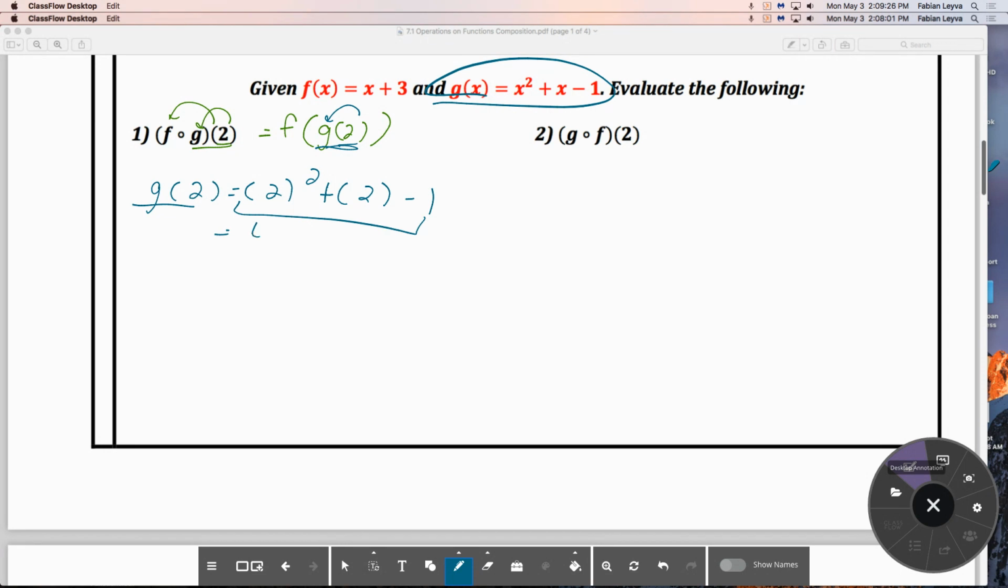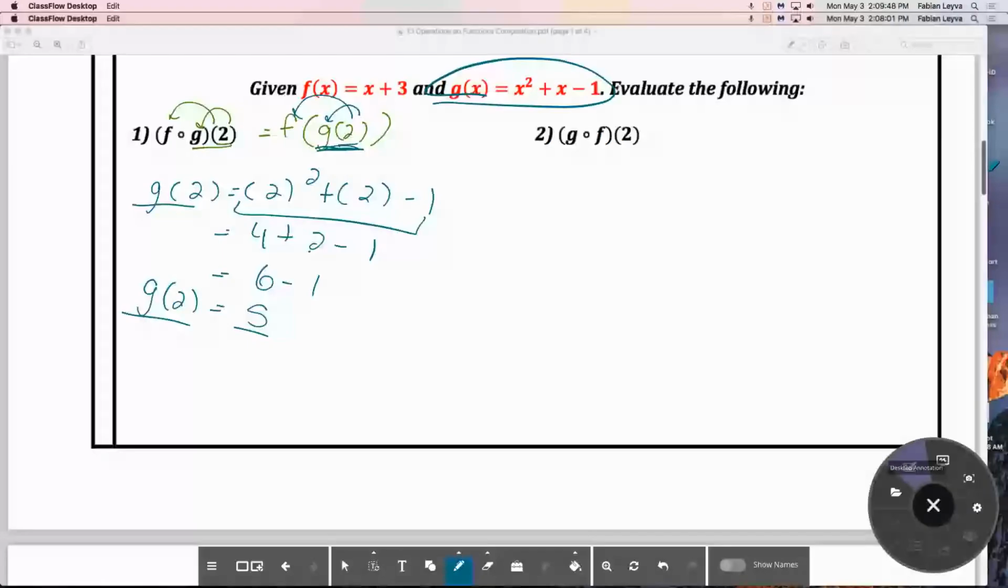2 squared is 4. Don't forget to add 2 minus 1. There was nothing to distribute, so I just kind of dropped the parentheses there. 4 plus 2 is 6. Don't forget to minus the 1, so it equals 5. What does g of 2 equal? 5. Now, remember, what were we going to do with g of 2? What are we going to plug that guy into?